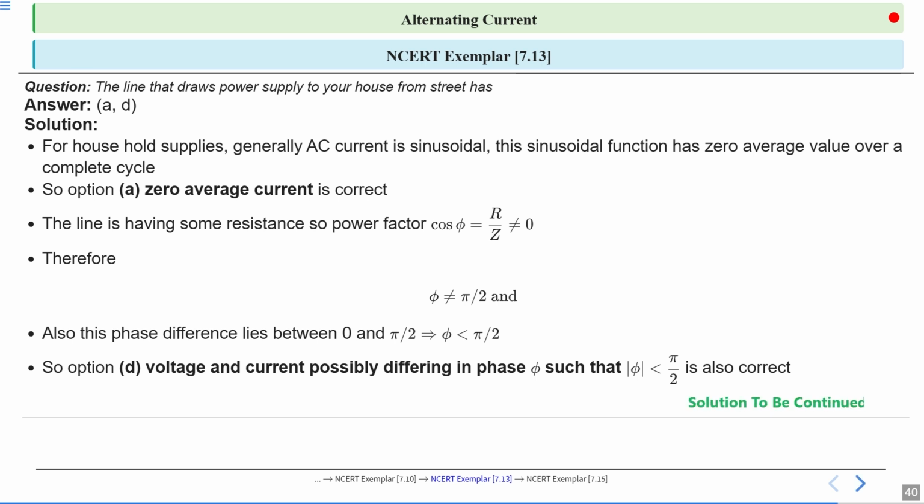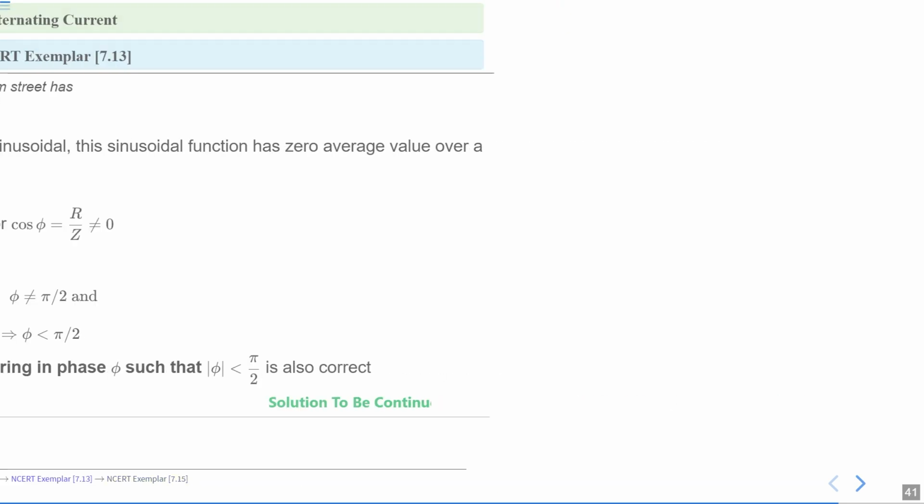So cos phi is not equal to 0, phi is not equal to pi by 2. The phase difference lies between 0 and pi by 2. That's why the mod of phi being less than pi by 2 is also a correct option.